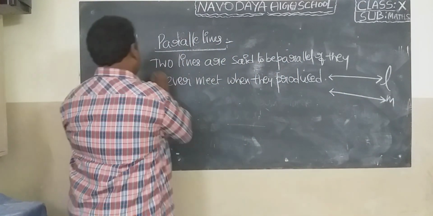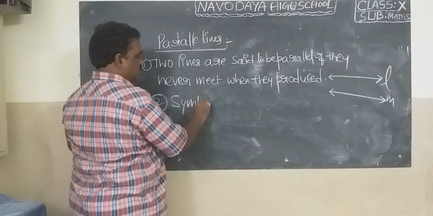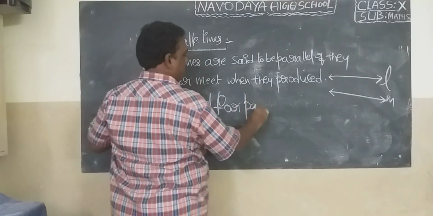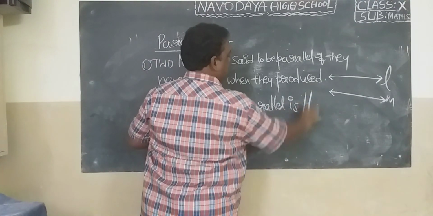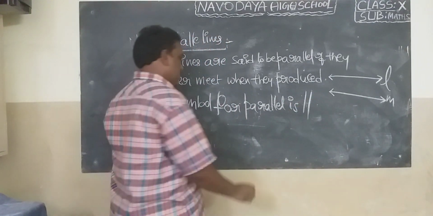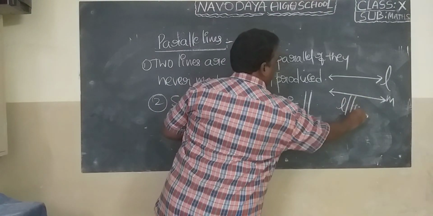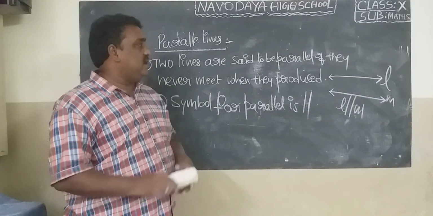That is the diagram. Second point, symbol for parallel. This is the symbol for parallel. So here L, M, they are parallel to each other. L and M are parallel. That is about parallel lines. So parallel lines never meet each other.